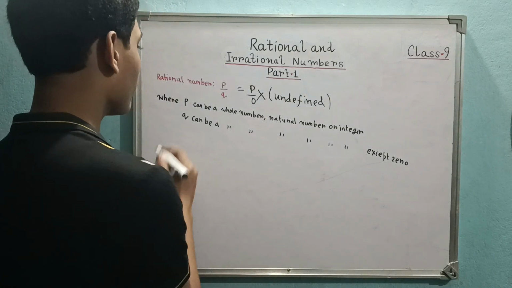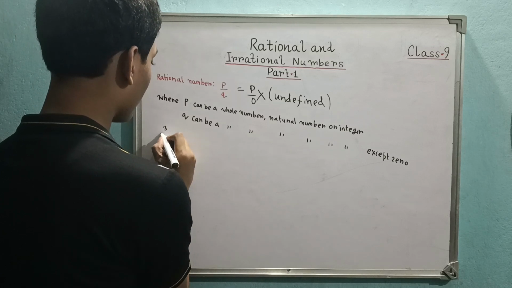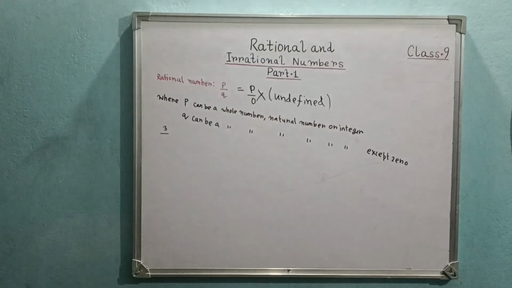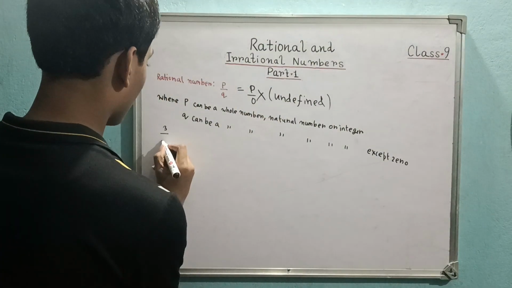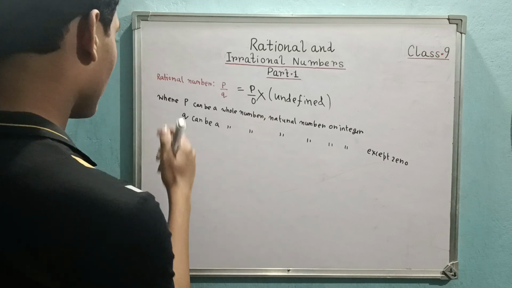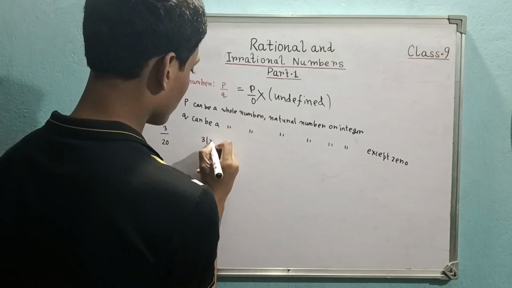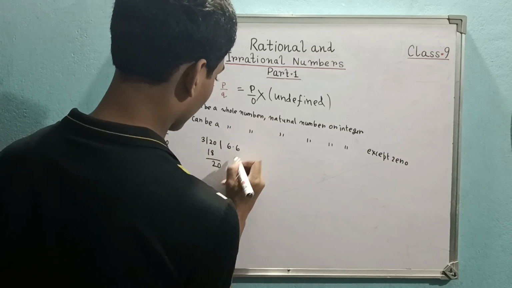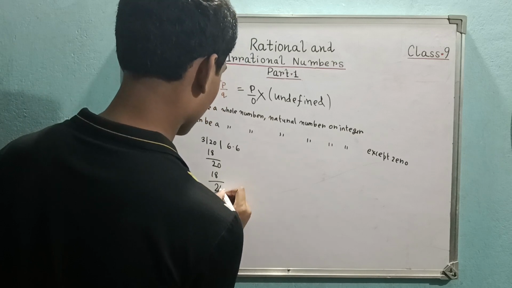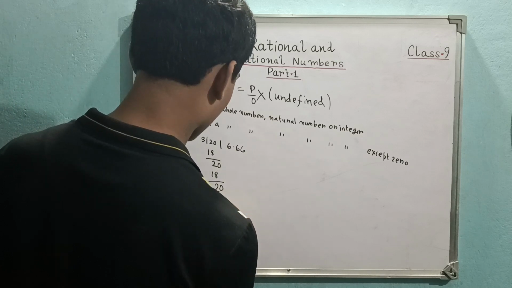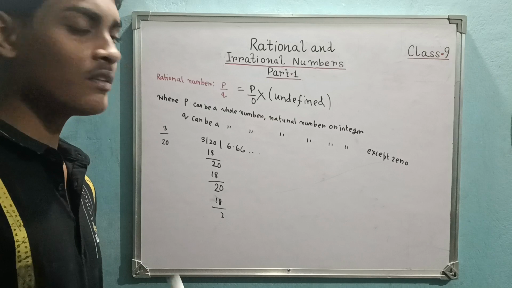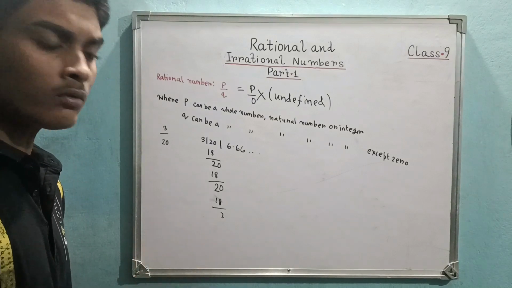Irrational numbers. So suppose I have a number 3 by 20. If you divide, it goes 6, 2, point, again 6, 2, 0, again 6. So this keeps going on. It's endless. So guys, just give me 1 minute. There are some noises in the background.